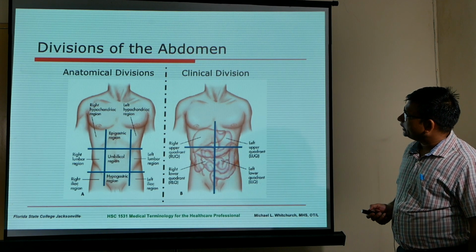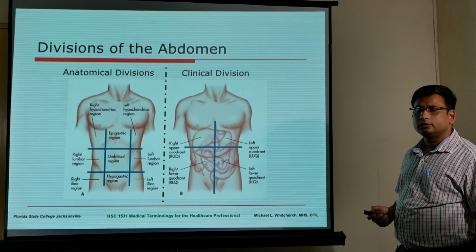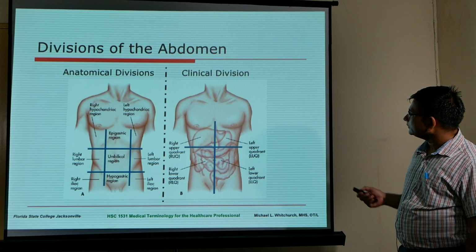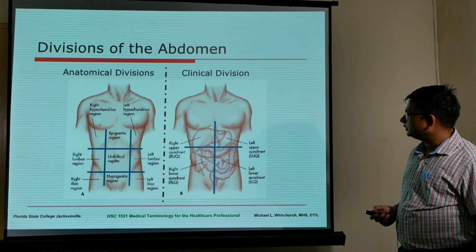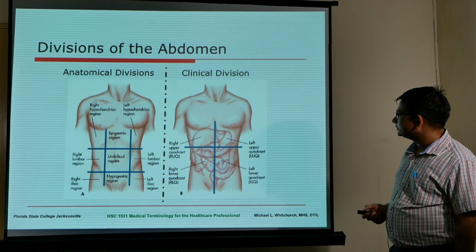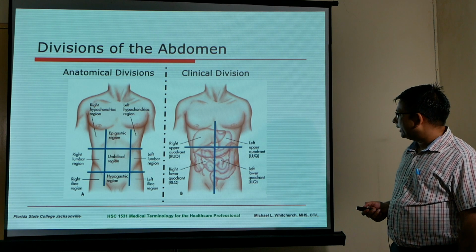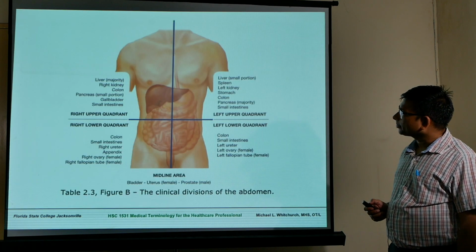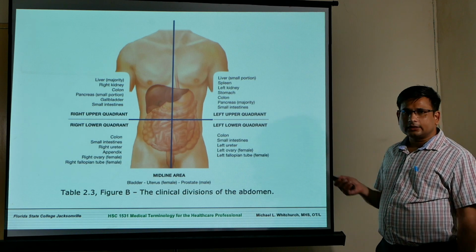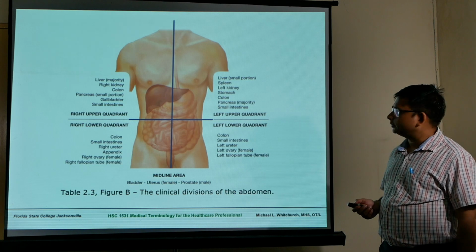The first diagram is showing the anatomical division of the abdomen into the 9 regions, and this second diagram is showing the clinical division of the abdomen into 4 quadrants: right upper, left upper, right lower and left lower quadrant. These are the different organs which are lying in the different quadrants of the abdomen.